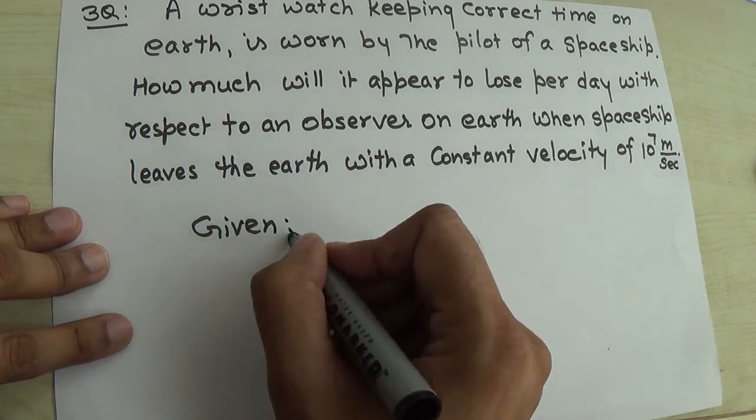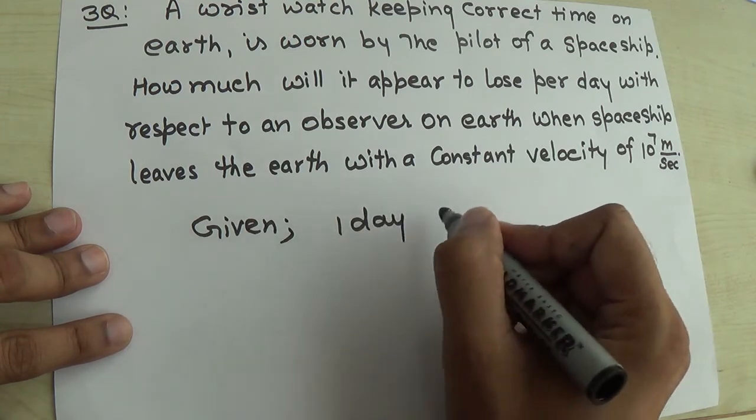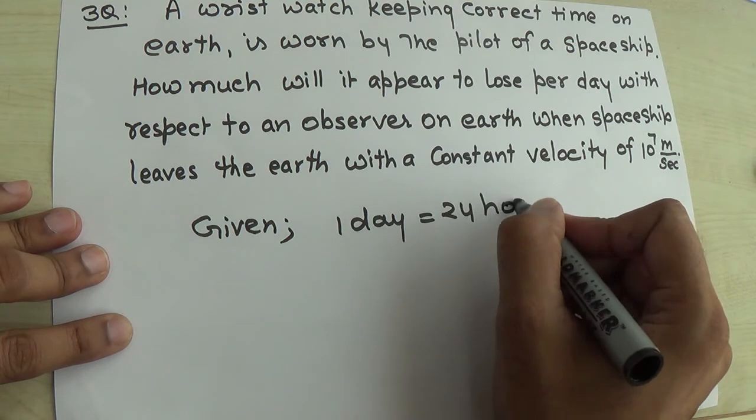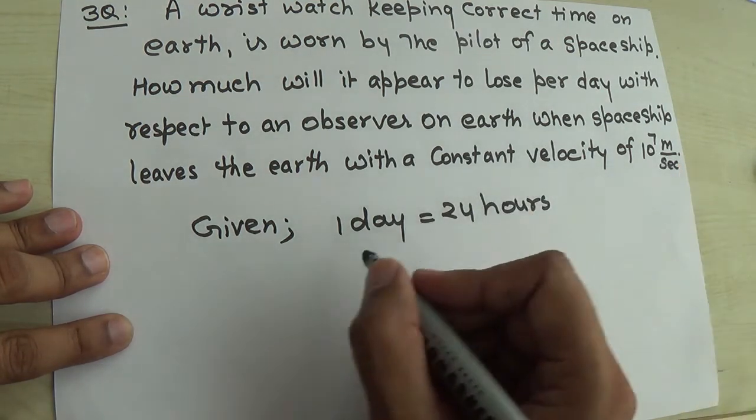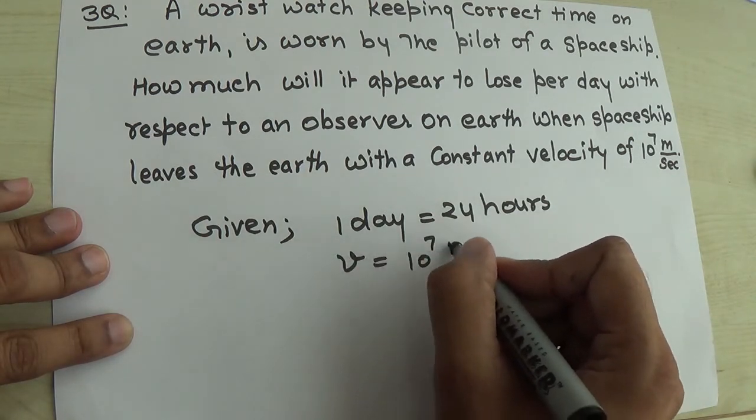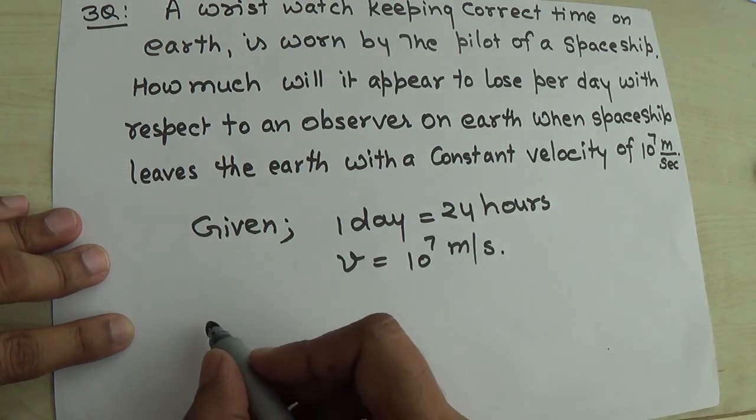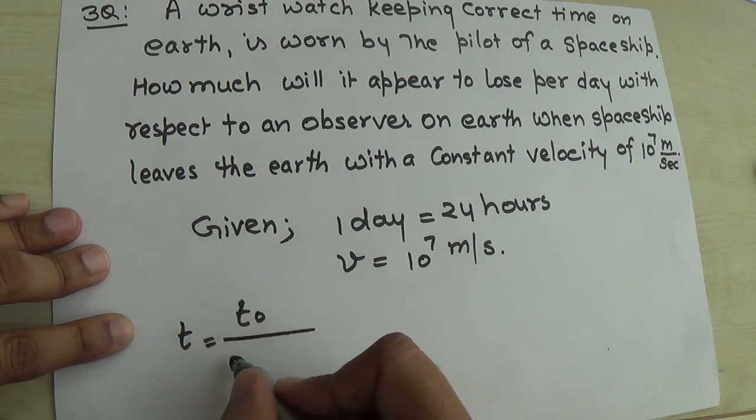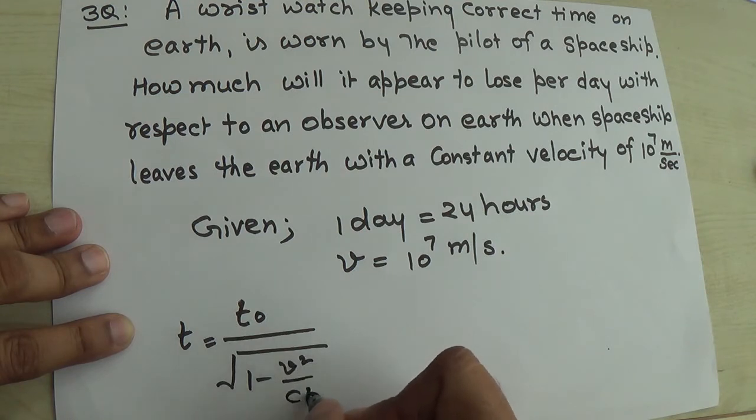So given is 1 day, that means 24 hours, and the second thing, this v is equal to 10 raised to power 7 meter per second. What formula do we have to use? T is equal to T naught upon square root of 1 minus V square upon C square.